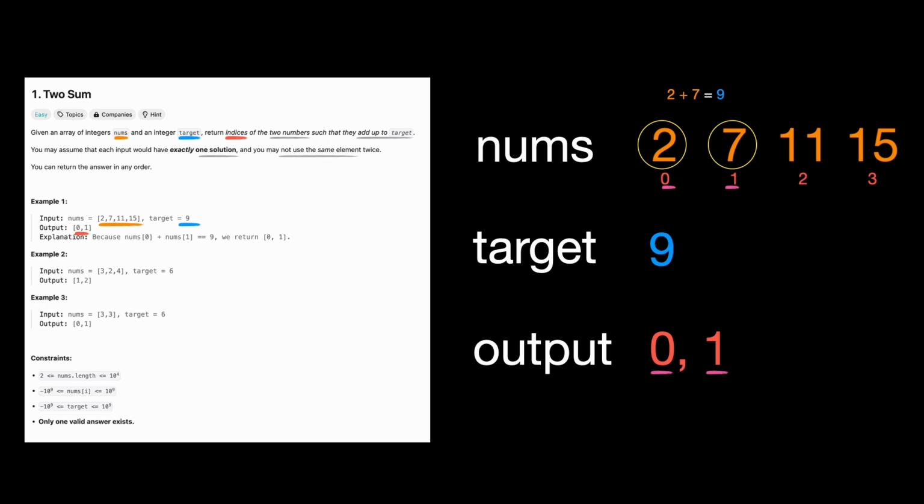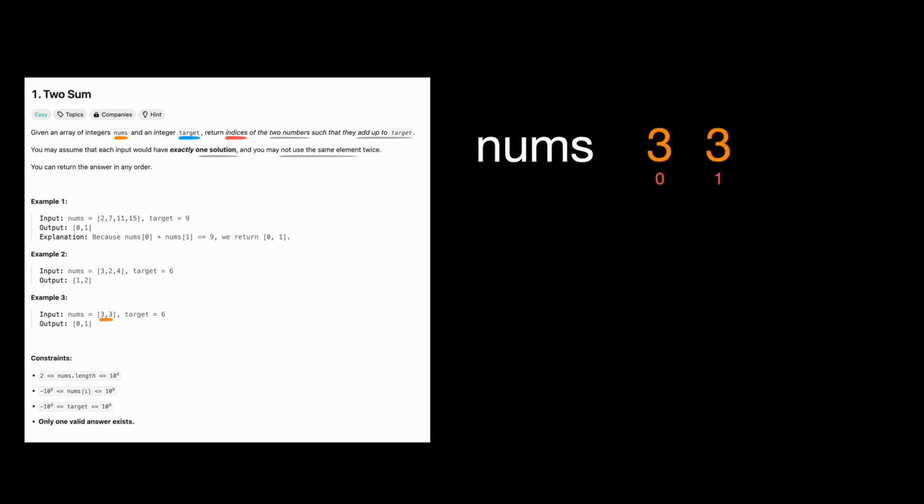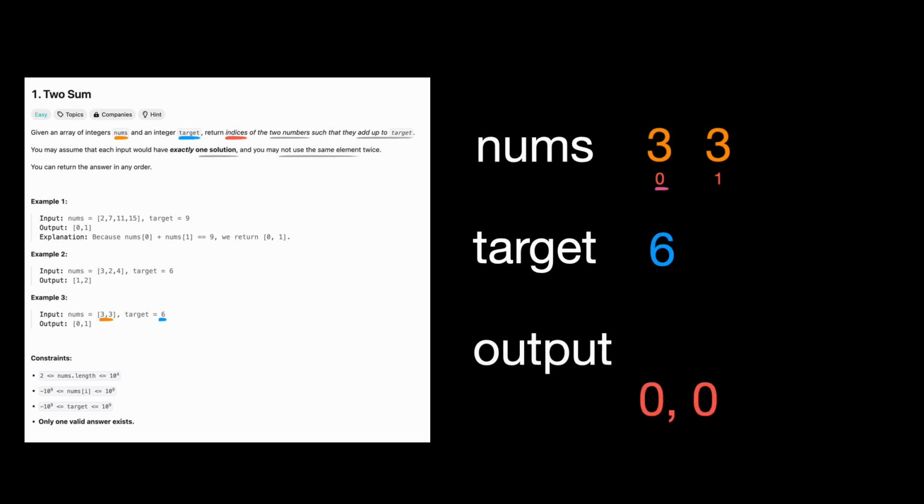the same element twice. For example, we're given an array containing 3 and 3 and a target of 6. Even though we could return either 0 and 0 or 1 and 1, both of which are the indices of numbers that sum to target, because we'd be returning the same element twice, it isn't a valid solution. We must return 0 and 1, although they tell us we can return results in any order, so 1 and 0 would also be acceptable.